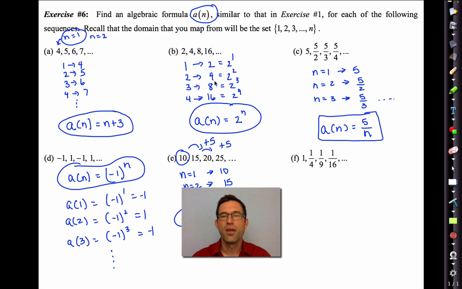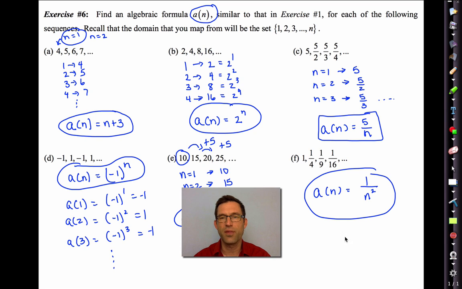All right. Well, did you get this? A of n equals 1 over n squared, right? 1 divided by 1 is 1. 1 divided by 2 squared is 1/4. 1 divided by 3 squared is 1/9, etc. We have it. All right.